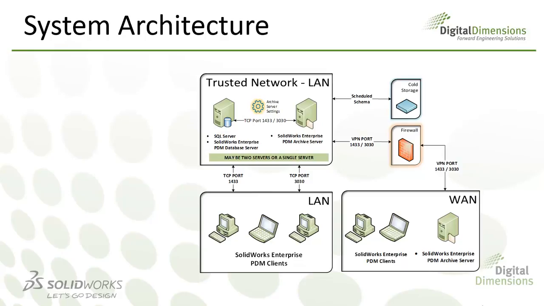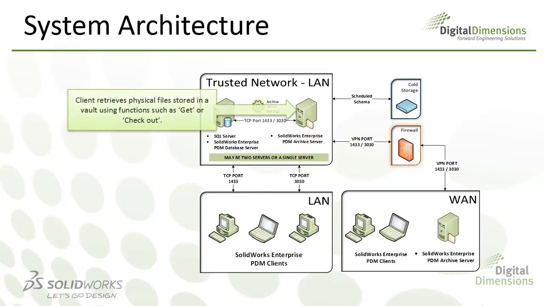Let's take a look at the system architecture of a typical enterprise install. The first element is the SQL Server and also the SOLIDWORKS Enterprise Database Server. This is what the clients connect to browse for files, view data cards, and search for files. The second element, which may or may not be on the same server, is the SOLIDWORKS Enterprise PDM Archive Server. This is what clients connect to retrieve physical files with functions like get and check out.